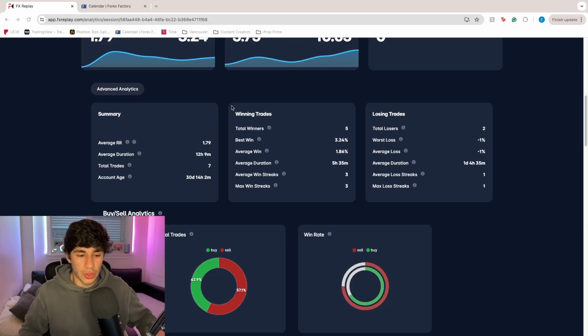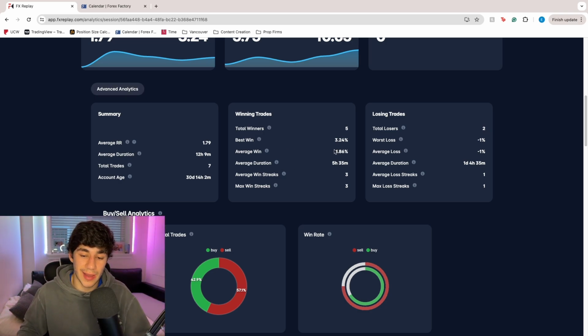So here we have also the advanced analytics. It's kind of like a summary. The average RR was 1.79. Actually, we can see here the average win. I usually target between 1 to 3, 1 to 2, or 1 to 2.5, or sometimes 1 to 1 when I decide to manually close.